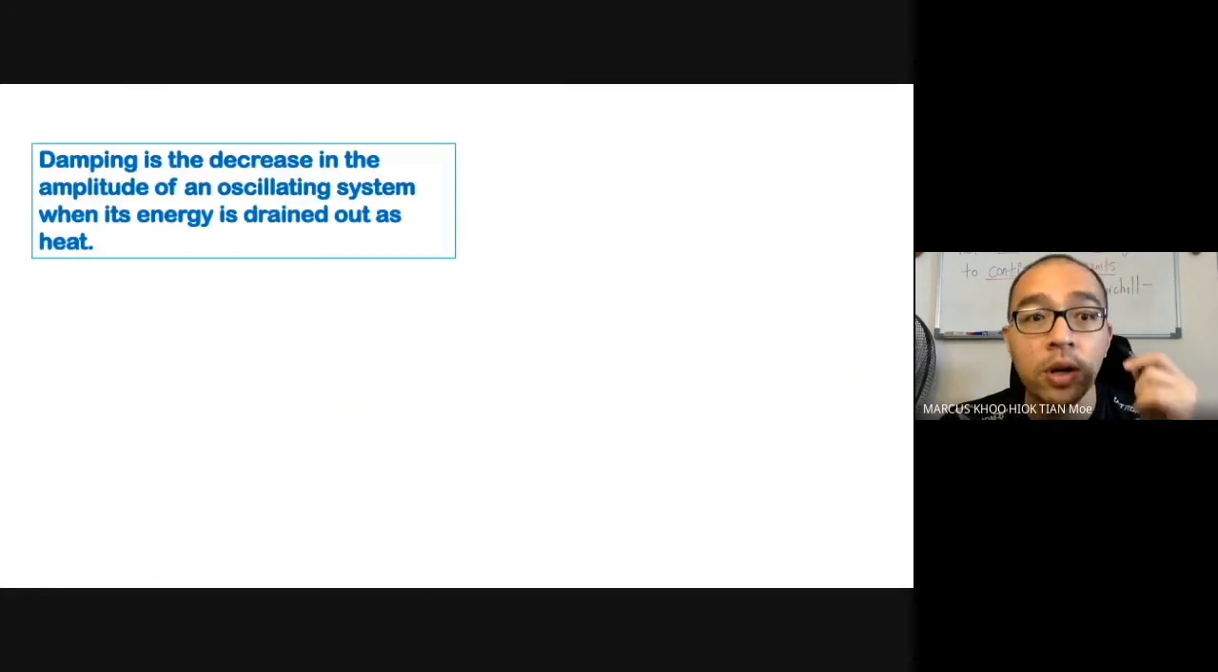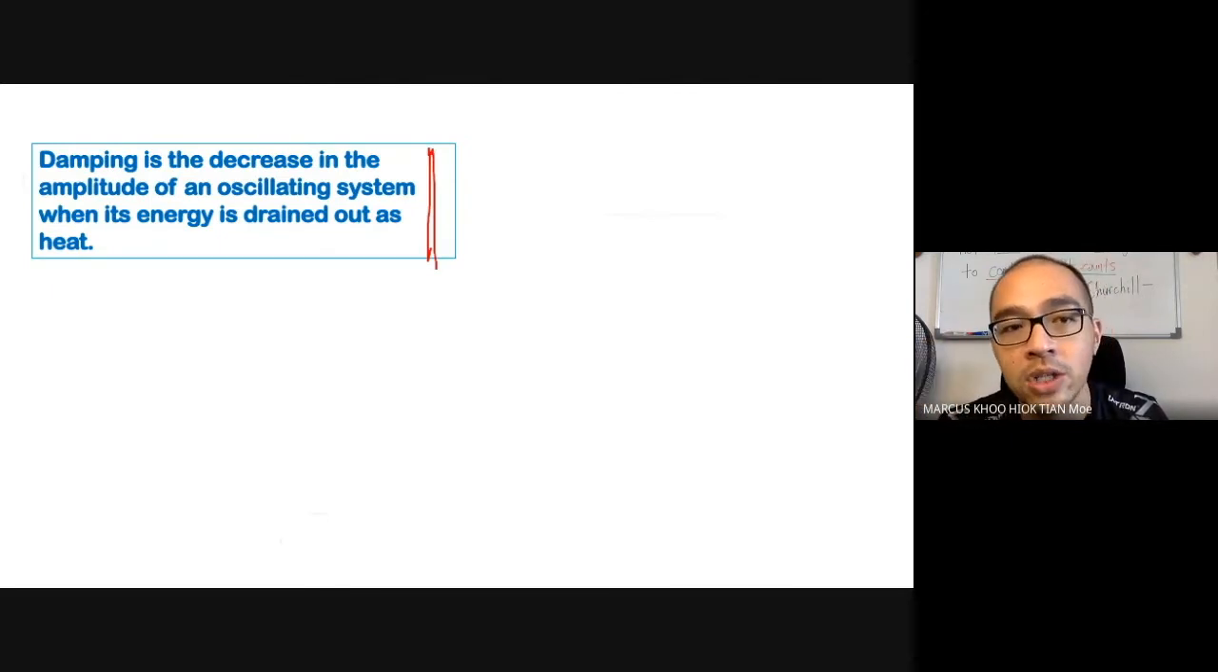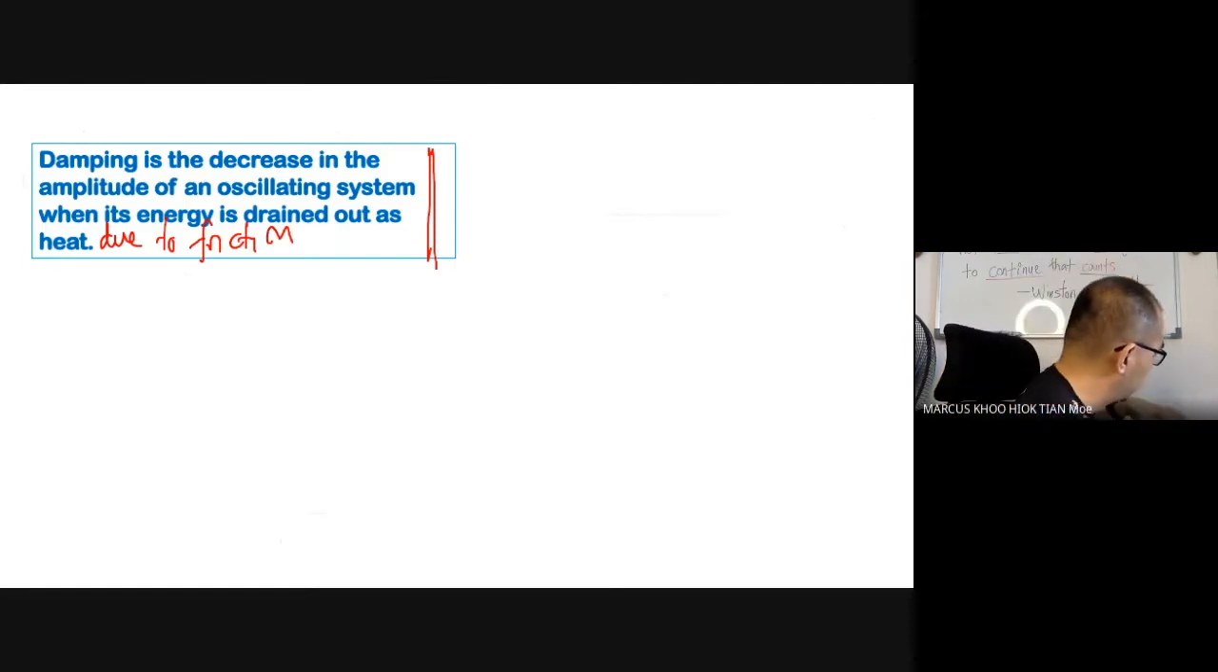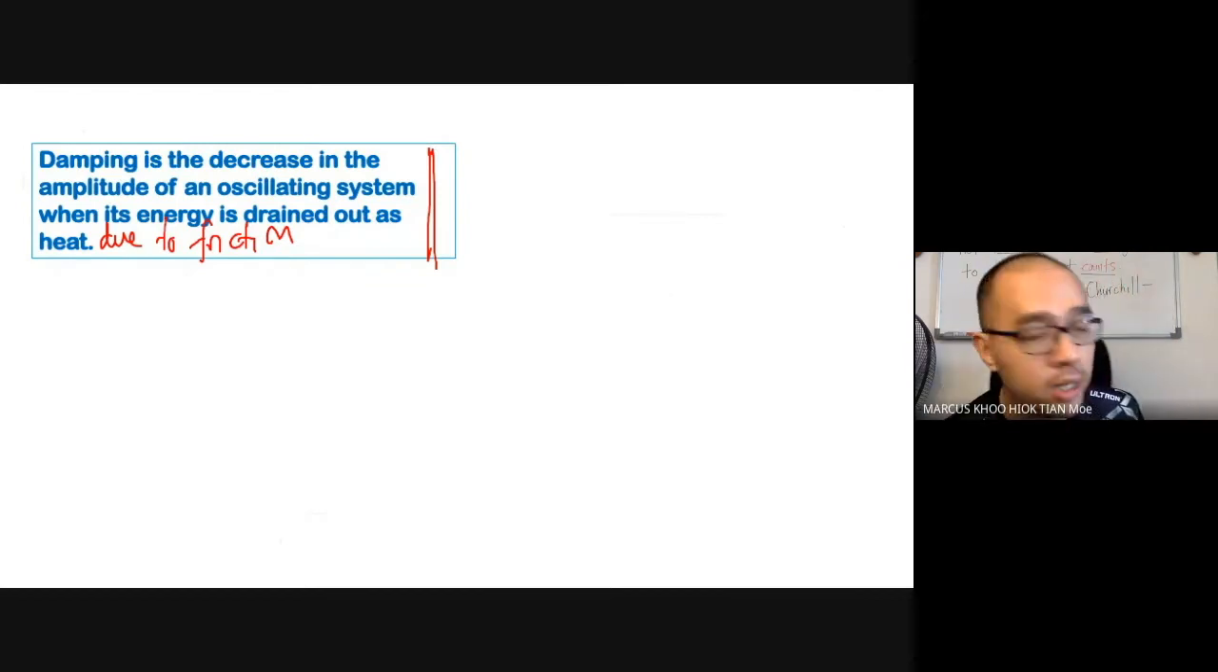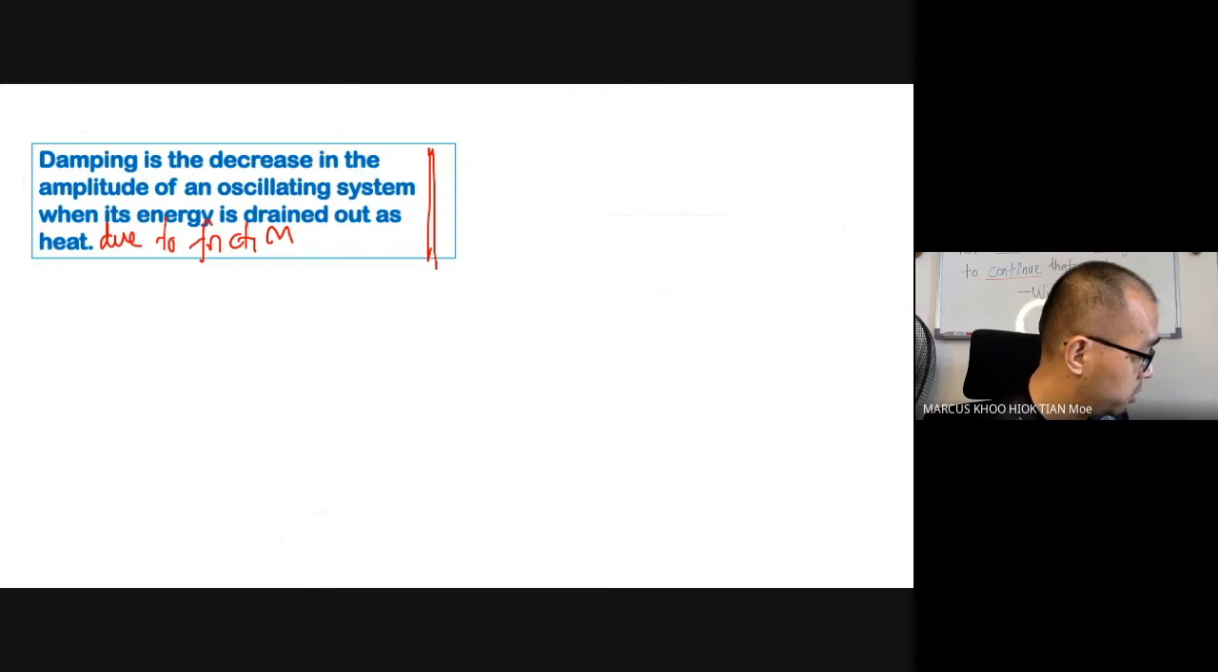Again, we call this process the process of damping. So the technical definition is this: damping is the decrease of the amplitude of an oscillating system when its energy is drained out as heat due to friction. I want you to add the words "due to friction" over there if it is not inside your module. Hold on.